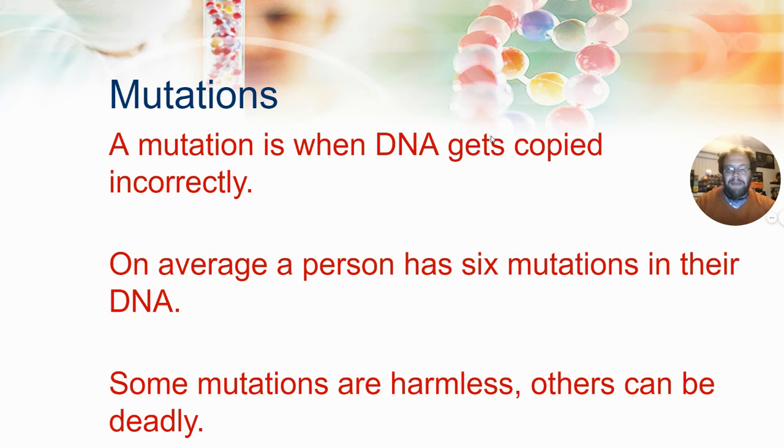And so it gets copied incorrectly because your DNA has to be in every single cell. So it's got to be copied over and over and over again. And that process takes a long time. DNA is 6 billion base pairs long. So there's going to be mistakes every once in a while. On average, a person has about 6 mutations in their body, in their DNA somewhere. That's the average. It could be more, it could be less.